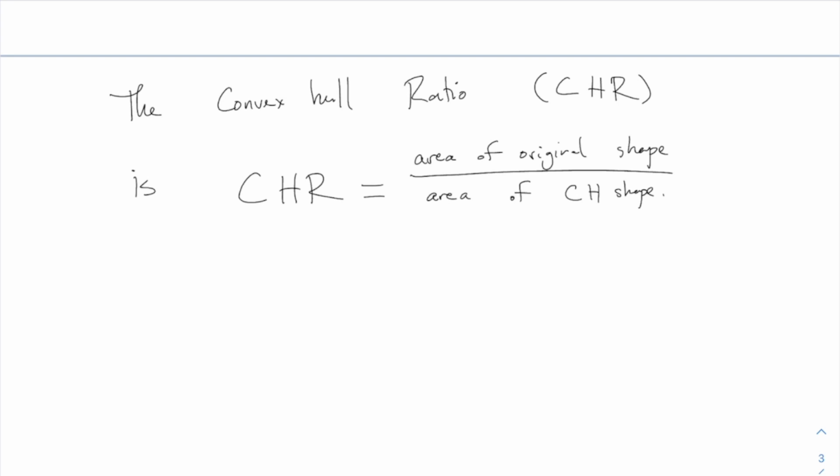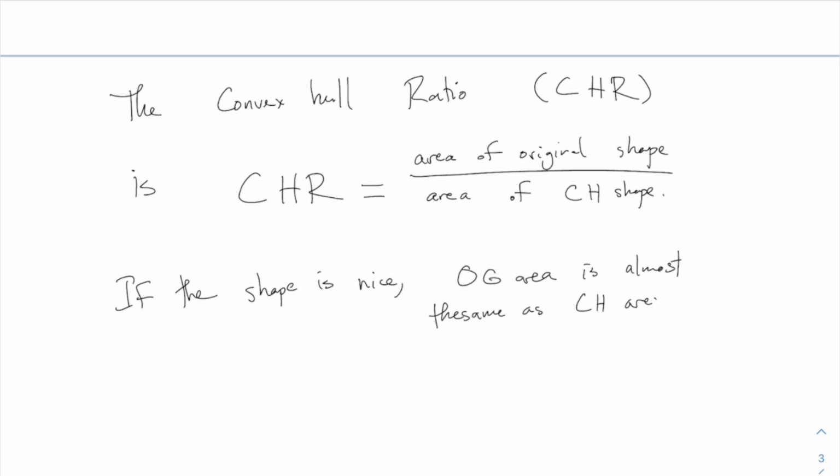But for a nice shape, the OG area is almost the same as the convex hull area. For a nice shape, that's true. The original shape's area is pretty much the same as the convex hull shape area. And what that means is this is a fraction in which the top and the bottom are basically the same, which means this value will be close to 1.